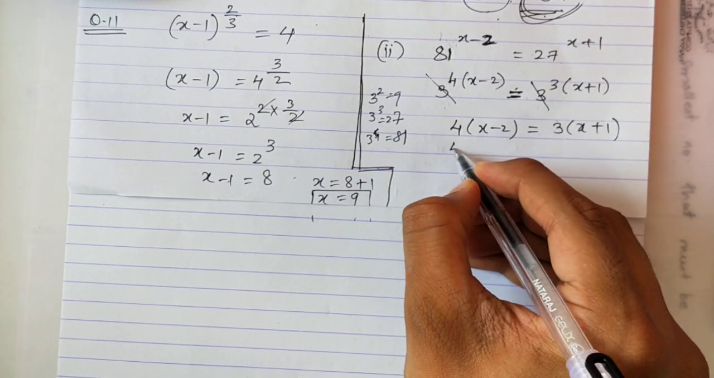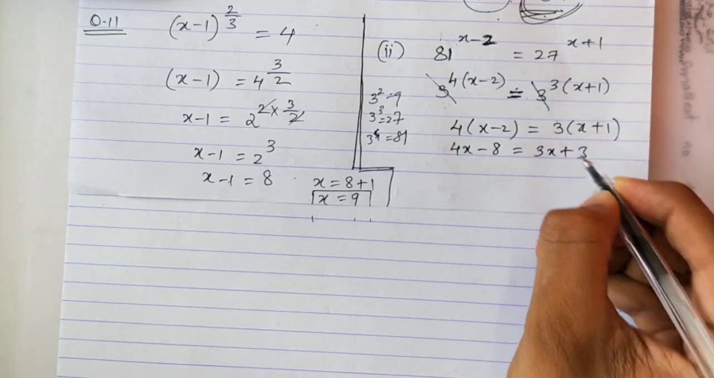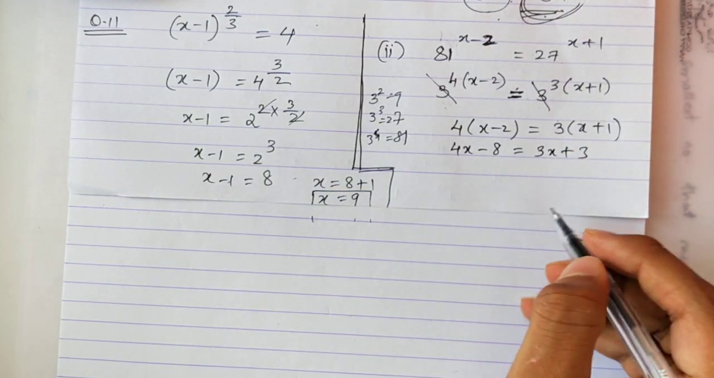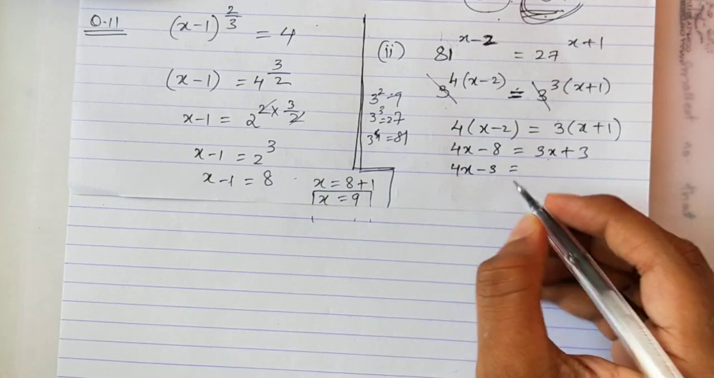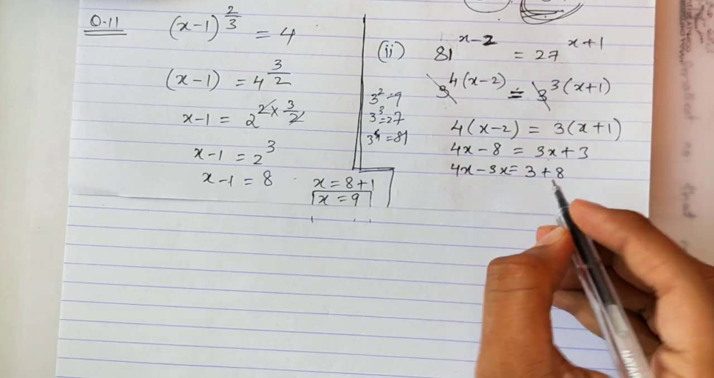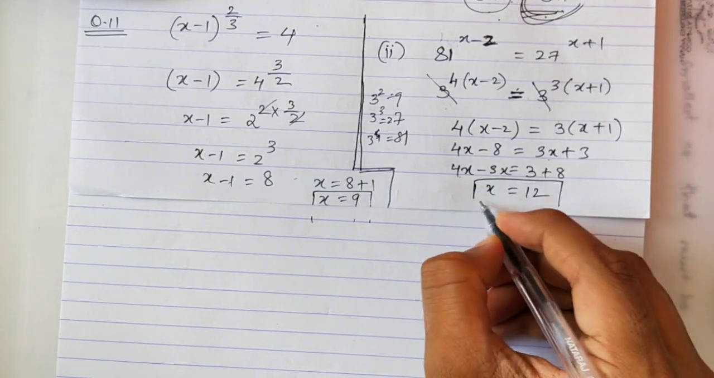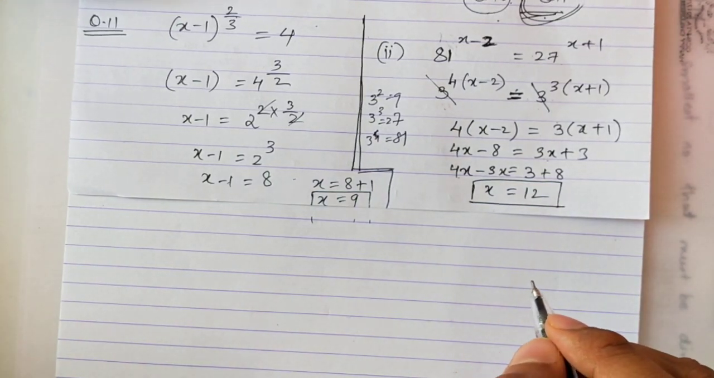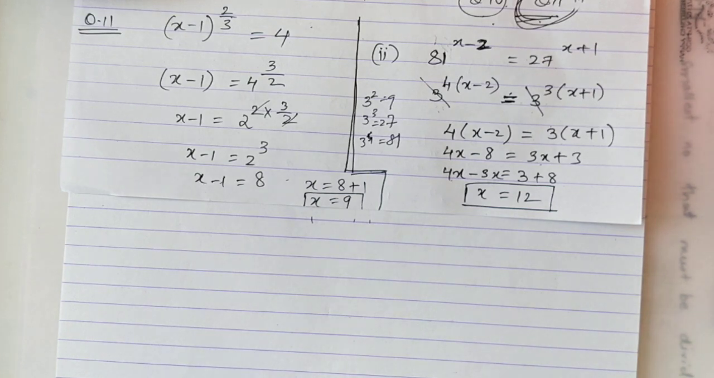Let's open the bracket. So 4x minus 8 is equal to 3x plus 3. Now let's shift this 3x here. So 4x minus 3x, 8 will go there, is 3 plus 8. So 4x minus 3x is x, 3 plus 8 is 11. Answer is x equals 11. Okay, copy this sum.